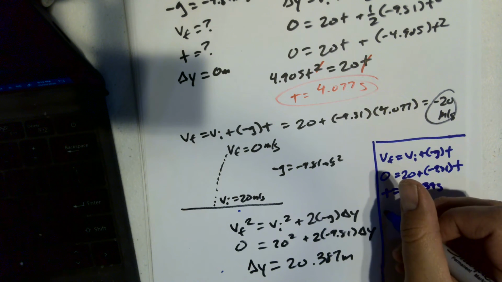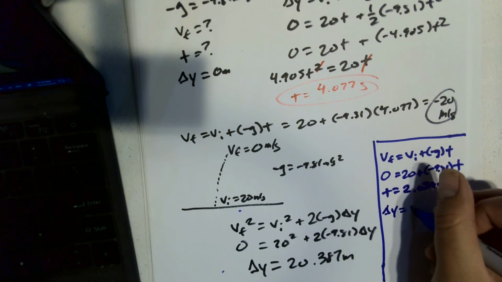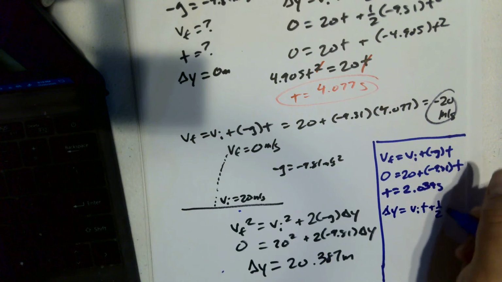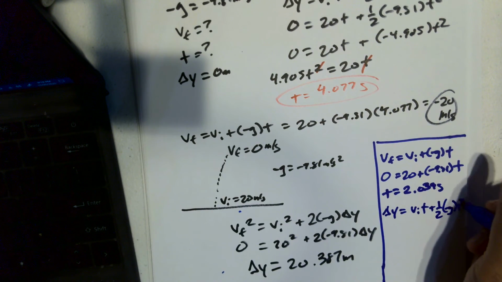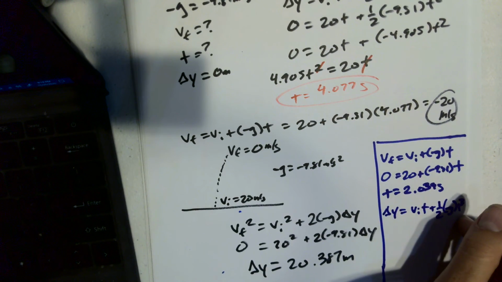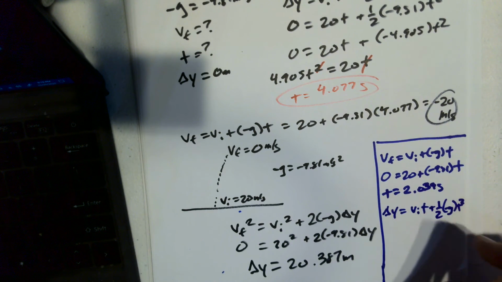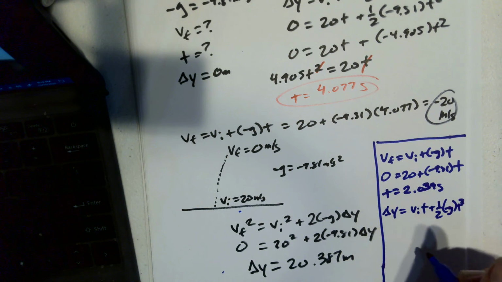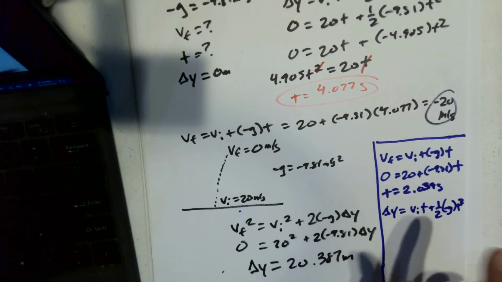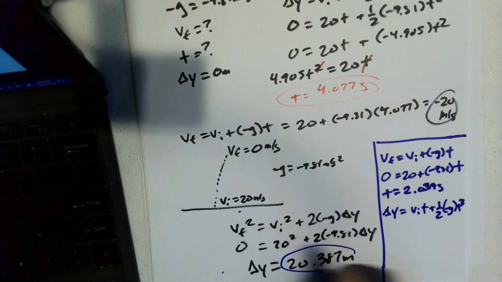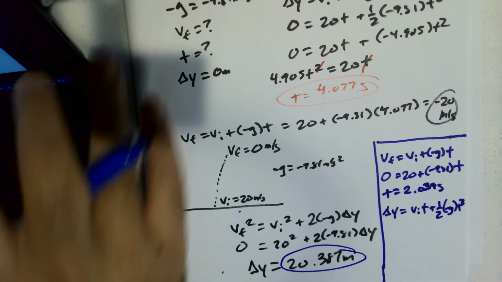So last thing we could do is we could use delta y equals VIT plus 1/2 negative GT squared here. And we can take that time value, plug it in there. We have our VI value, we have our G value. And I promise you that even if you use that different approach there, you'll still get this as your same answer. So that is something to be aware of in these problems.